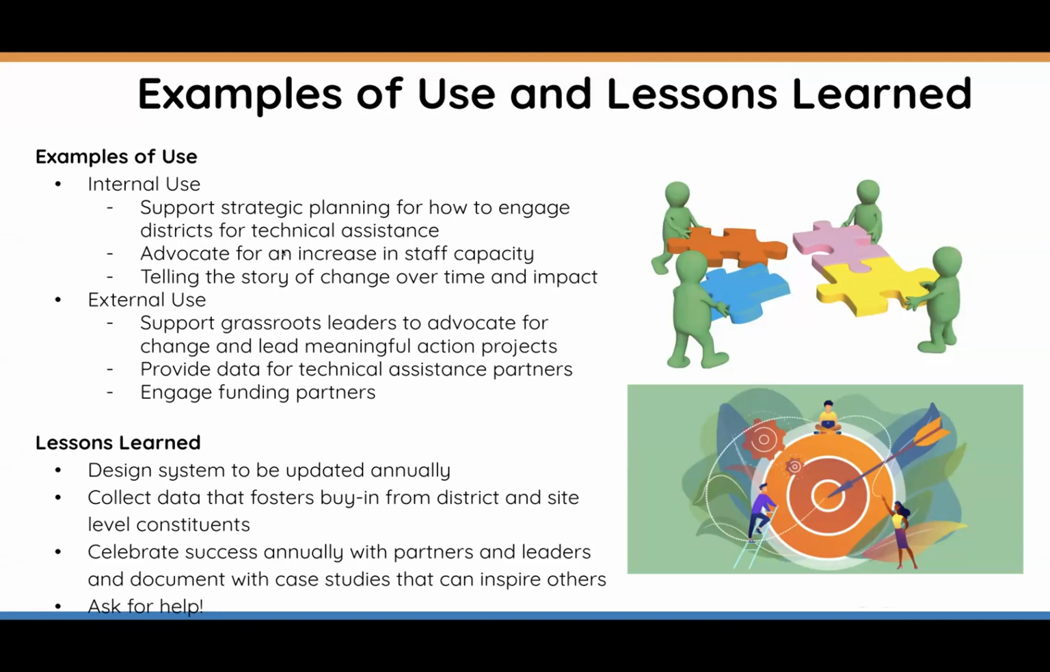And then, going a little further, telling the story of change over time and our impact really helped us advocate for ourselves. I think everybody who works in a county office understands the importance of that, of being able to say, no, we're valuable and we're contributing to something really big here. So that's why I encourage folks to take the data driven approach.